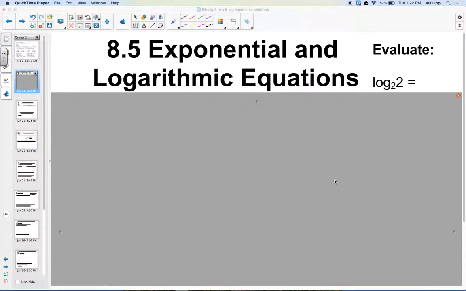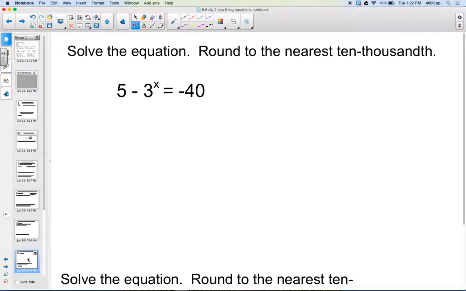Okay, this is the second video of 8.5 exponential and logarithmic equations. So continuing from the previous video, we're going to now look at solving the following equation. Okay, so we first want to get the part that has the exponent by itself. So we will subtract 5 from both sides. That will cancel. We'll have a negative 3 to the x is equal to negative 45.